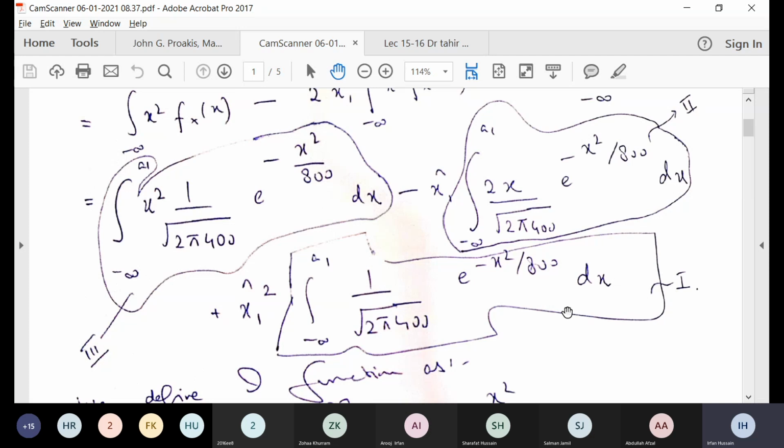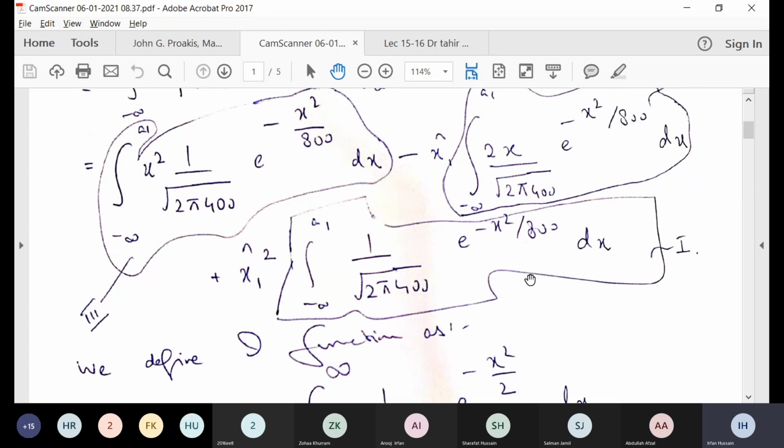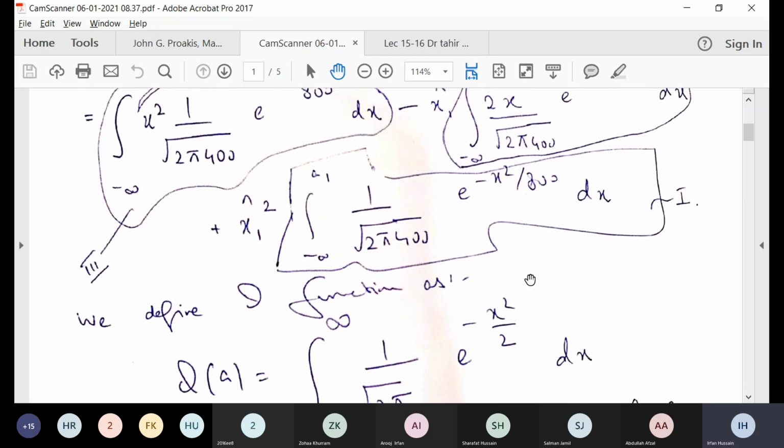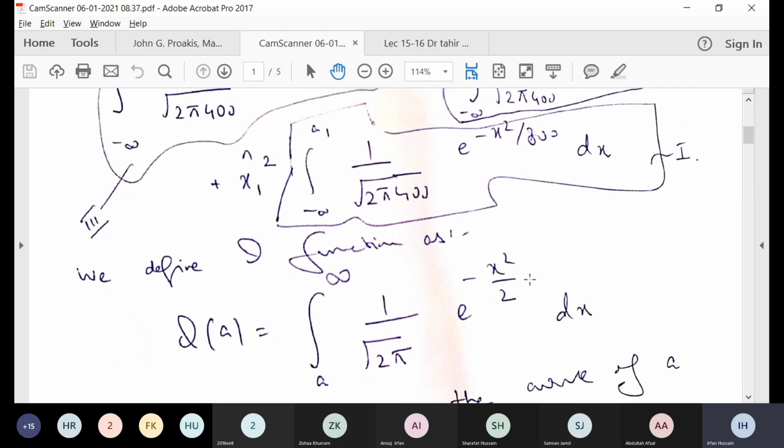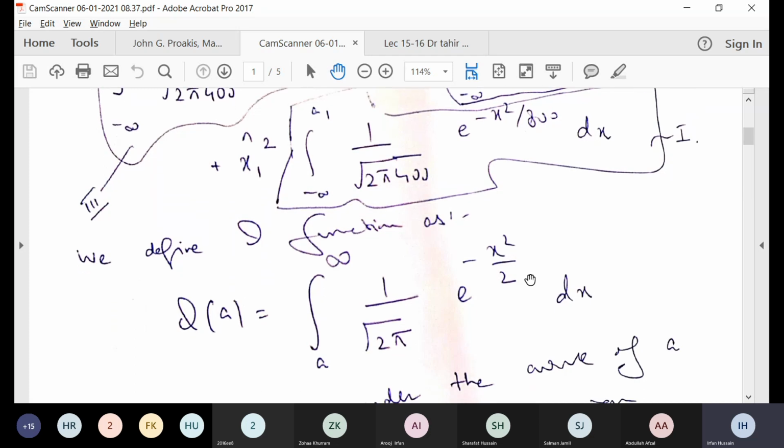First of all, I will try to explain how to solve this integral. Maybe many of you have studied this in your probability course, so that would be a revision. Otherwise, it is something we use heavily in the next chapters. So we have defined the Q function, the famous one, which I think you have studied in your previous course.